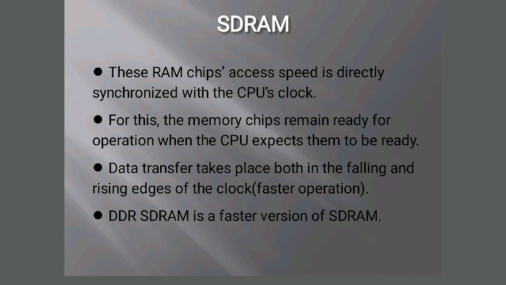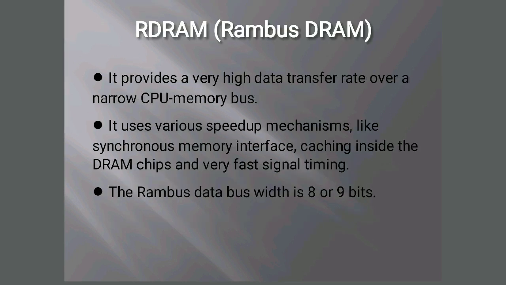SDRAM. These RAM chips' access speed is directly synchronized with the CPU's clock. For this, the memory chips remain ready for operation when the CPU expects them to be ready. Data transfer takes place on both the falling and rising edges of the clock, giving faster operation. DDR-SDRAM is a faster version of SDRAM. RDRAM, Rambus DRAM, provides a very high data transfer rate over a narrow CPU memory bus. It uses various speedup mechanisms, like a synchronous memory interface, caching inside the DRAM chips, and very fast signal timing. The Rambus data bus width is 8 or 9 bits.